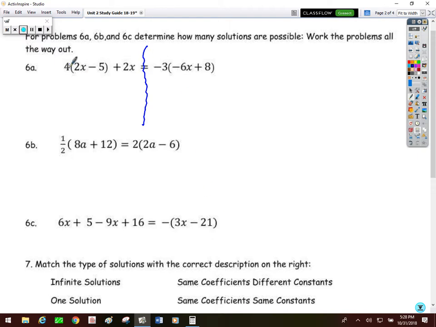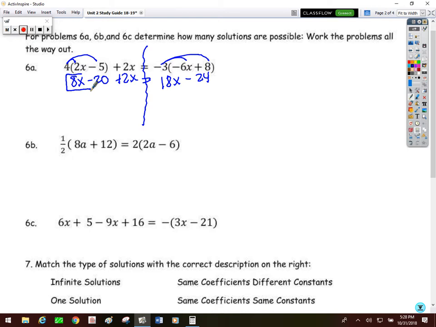Okay, remember the first step, get rid of these parentheses. I don't like the parentheses, so we're going to distribute this 4. So we have 8x, and then 4 times negative 5 is negative 20, plus 2x. We're going to distribute this negative 3 to the negative 6, add into the 8. So we have negative 3 times negative 6x is positive 18x, minus 24. Well, it looks kind of funny, but I'm not sure yet because I have not combined these terms. So step 1 I've already finished.